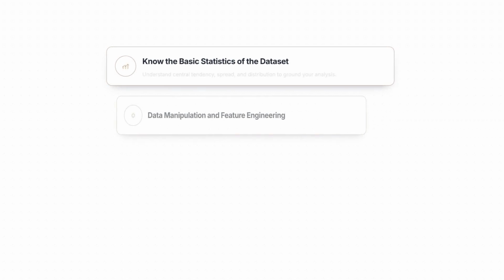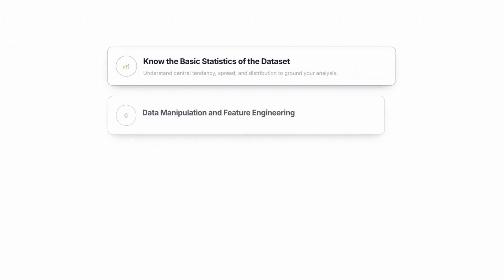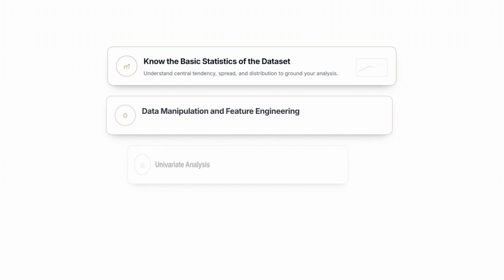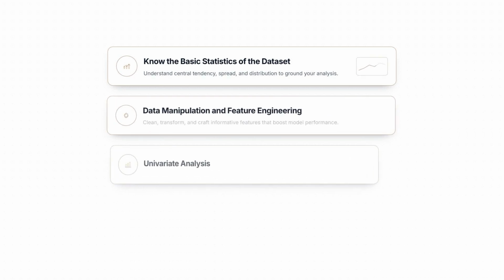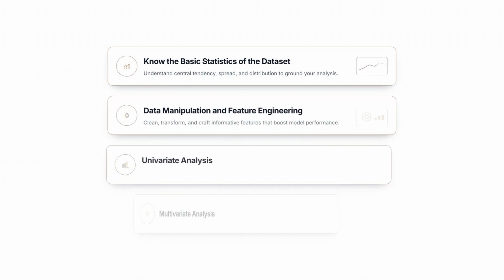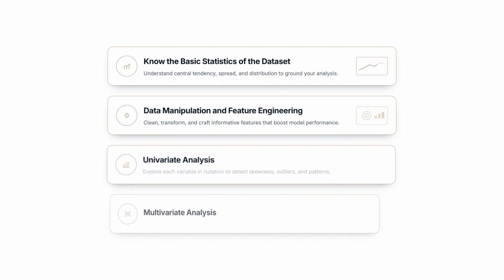Let's recap. The EDA workflow begins with understanding the dataset's basic statistics, then moves to data manipulation and feature engineering, cleaning, transforming, and crafting informative features from the original data. Then perform univariate and multivariate analysis to uncover patterns and relationships.